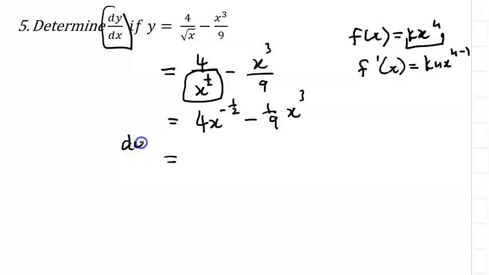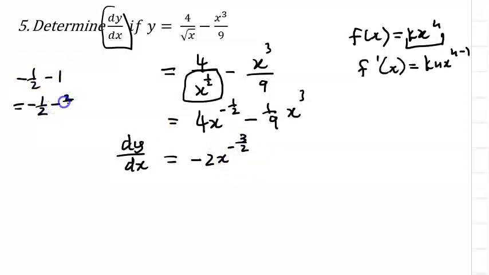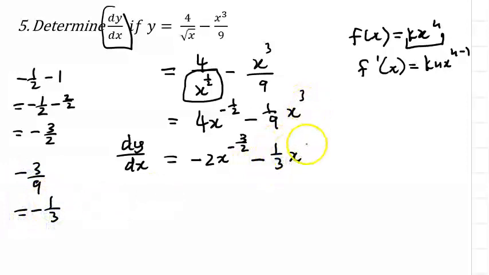So therefore I can now say dy/dx equals half times minus 4 is minus 2, x to the minus half minus 1. Minus half minus 1 equals minus half minus 2 over 2, which is minus 3 over 2. Okay? 3 times 1 over 9 is minus 3 over 9, which is equal to minus 1 over 3. So that's minus 1 over 3 x, 3 minus 1 is squared. So that should do it there.